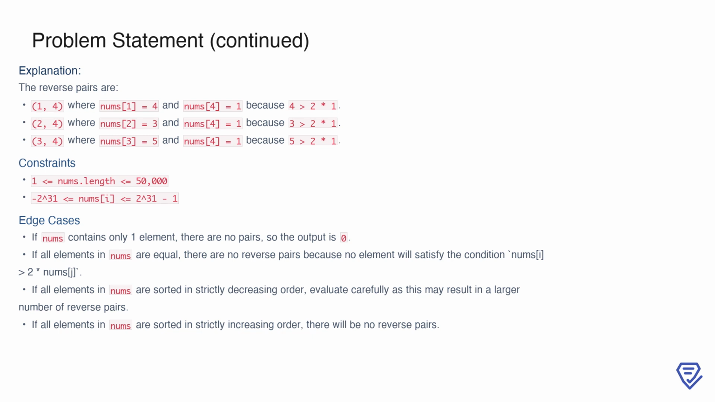Additionally, there are some edge cases to consider. If the array has only one element, there cannot be any pairs, so the output is 0. If all elements are the same, or if the array is sorted in strictly increasing order, there will also be no reverse pairs. On the other hand, if the array is sorted in strictly decreasing order, you may find a larger number of reverse pairs. Understanding these cases will help you approach the problem more effectively.